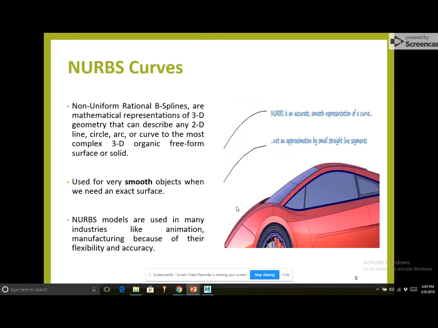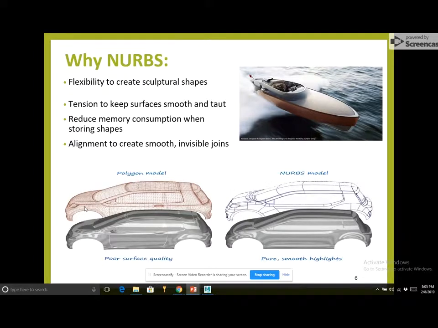So now let us see why we are using NURBS curves. It is a simple answer. It's because of their flexibility and smoothness. Because of their flexibility, we can design a large variety of shapes. And for all the shapes of NURBS curves, we have one common mathematical representation, which is a great advantage. And these NURBS curves help to reduce the memory consumption while we're storing the shapes.